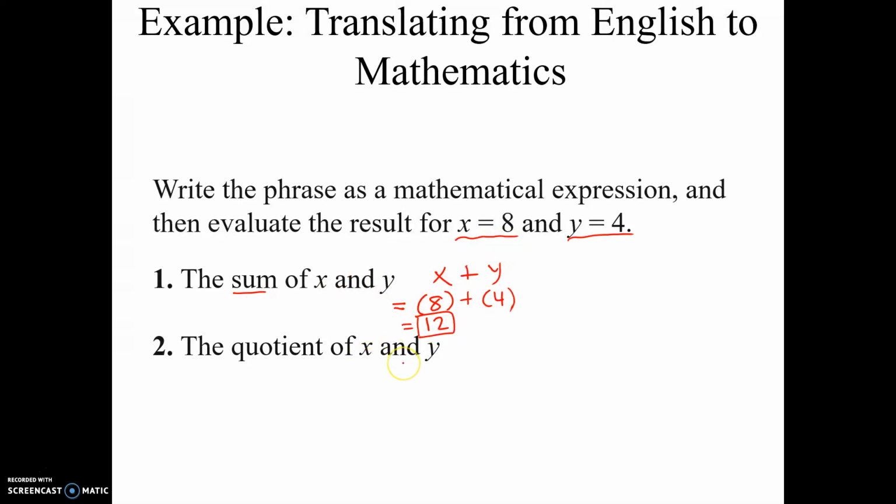Now this time we got the quotient of x and y. Quotient is represented by division. So x divided by y, x is 8. Let's use parentheses, y is 4, and 8 divided by 4 is 2, which is our result.